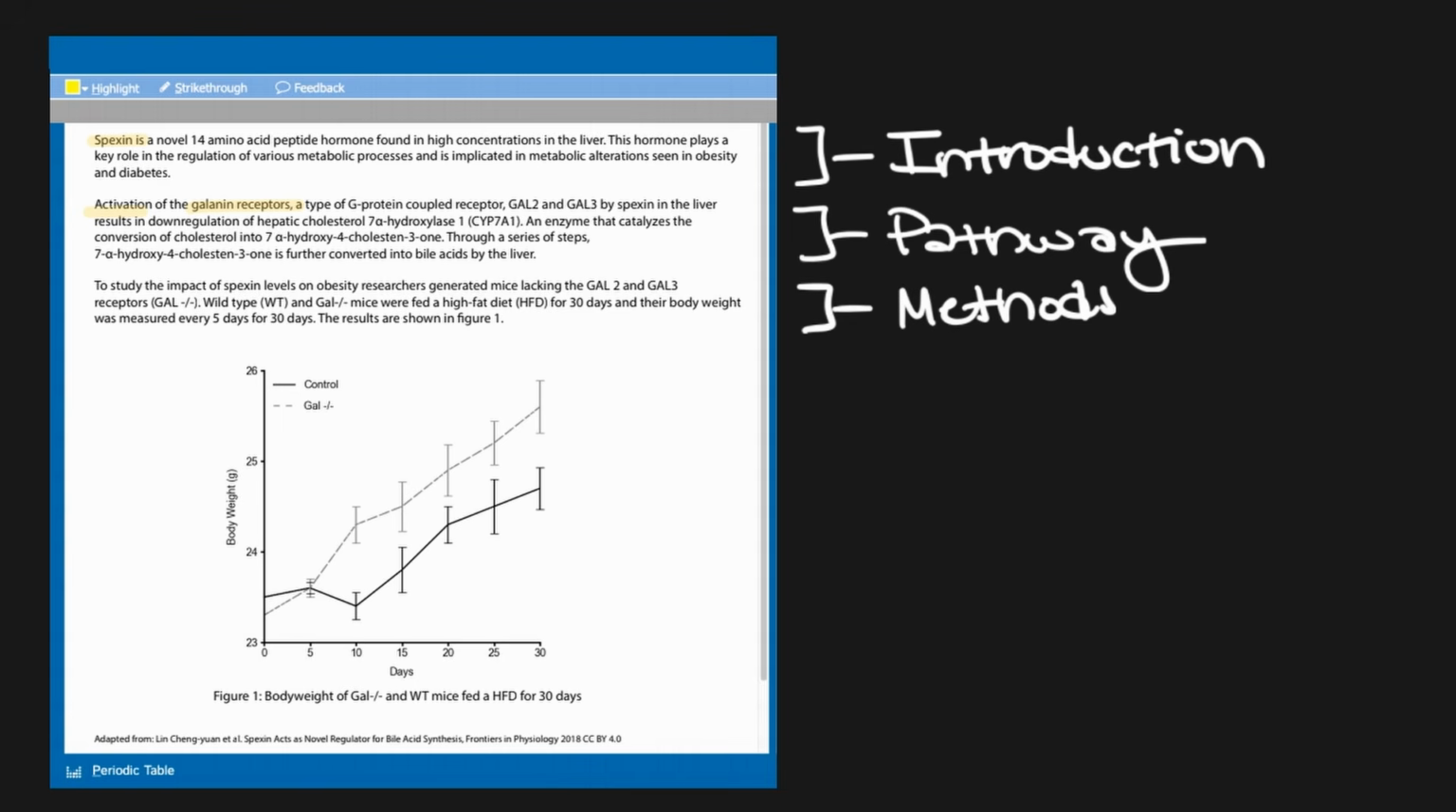In addition to capturing that this is a methods paragraph, I also want to figure out what is it that they were trying to study. So for me, I would just highlight study and the impact of spexin levels. So in this case, we're just trying to see what does spexin levels affect. Yes, we could highlight obesity if you really want, but this passage in this particular paragraph is so short that I'm probably not going to forget that piece of information, and the smaller my highlights are, the easier they're going to be to navigate later.